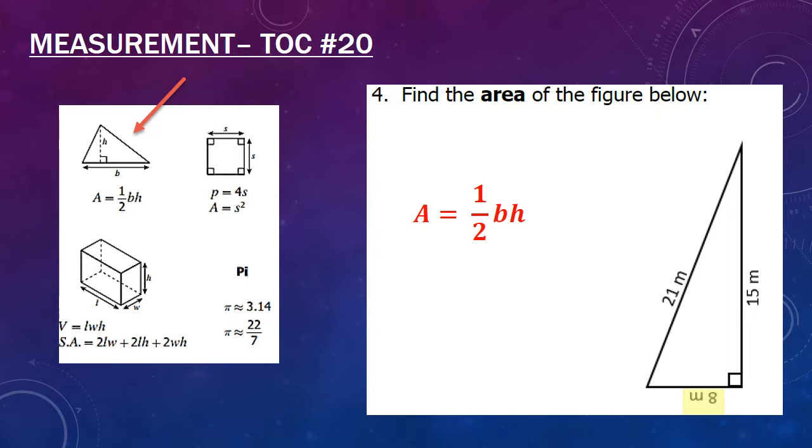Here are our measurements, 8 being our base and 15 being our height. Plug those in. And for this, I turned 1/2 into 0.5 so I can put it in my calculator. Another way you can do it is just to multiply 8 times 15 and divide by 2 at the end. Either way, you'll get the correct answer, but those are two different ways you can do it. Once you plug in those numbers, you can just multiply straight through in your calculator, and you end up with 60 meters squared. Again, this is area, so it's square units. Make sure you put that little tiny 2.